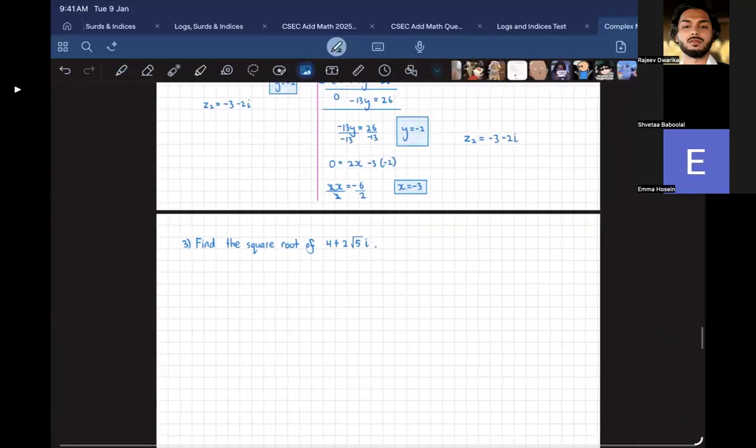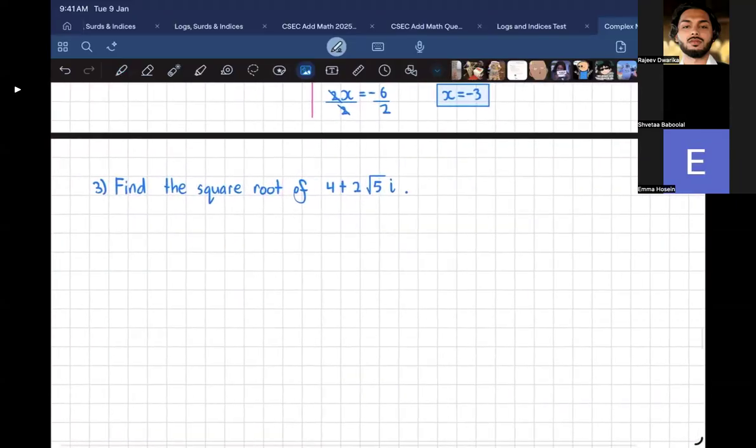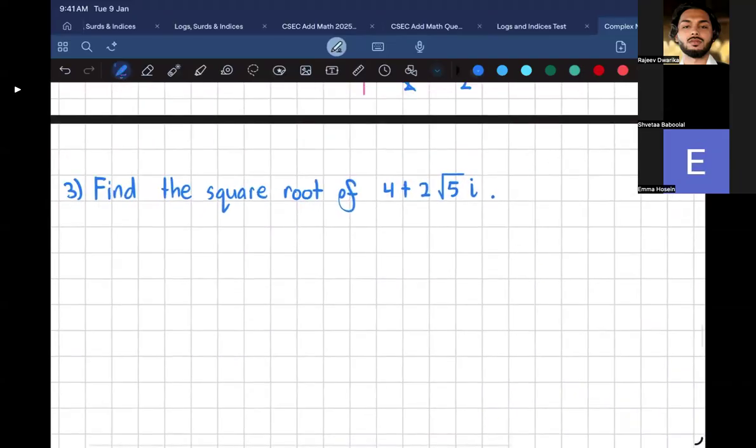So question three: find the square root of 4 plus 2 root 5i. This is an easy question, so let's speed through it. If you find the square root of a complex number, then your square root has to be in the form of a complex number. If you find the square root of a real number, obviously you're going to get a real number.